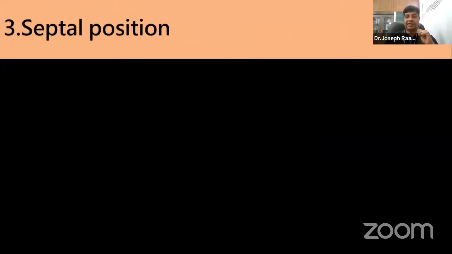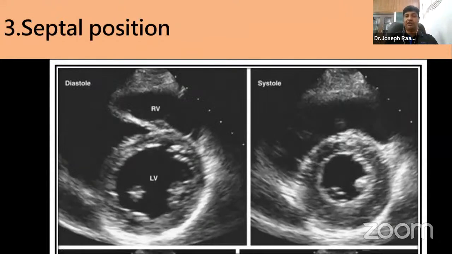The third thing is septal position, which I already told you. During both diastole and systole, your left ventricle in the mid-papillary view should be a proper circular view.